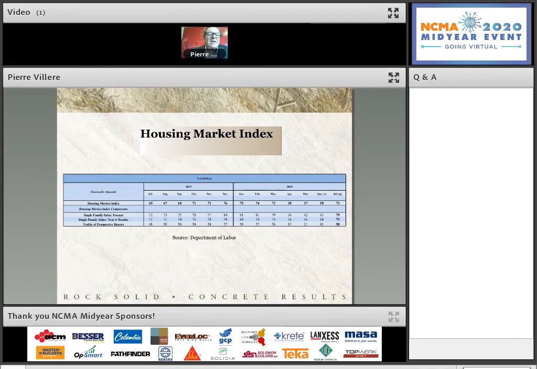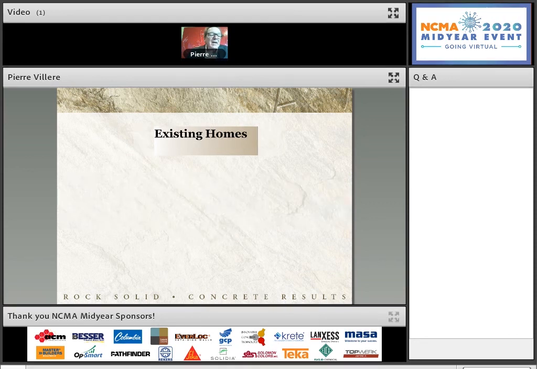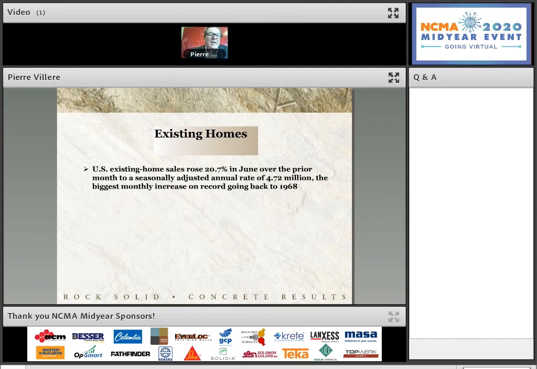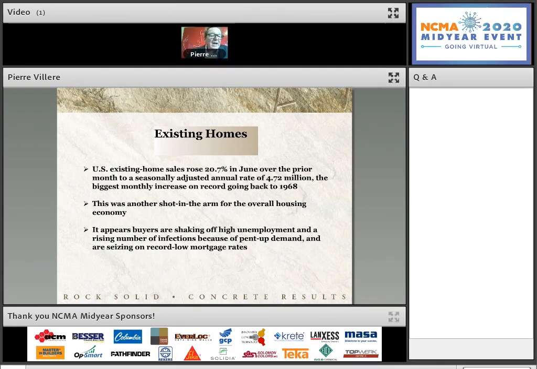Here is some of the detail here on the housing market index. I'll go through this quickly because I'm running a little heavy here. Existing U.S. home sales rose 20.7% in June over the prior month to a seasonally adjusted annual rate of 4.72 million, the biggest monthly increase on record going back to 1968. This was another shot in the arm for the overall housing economy.